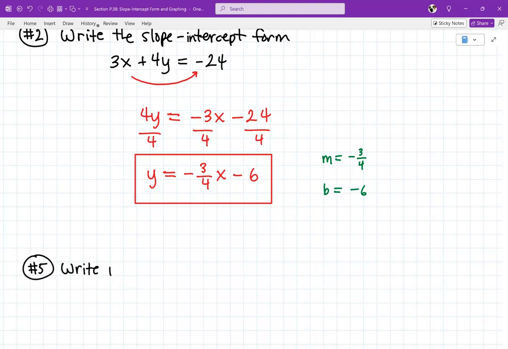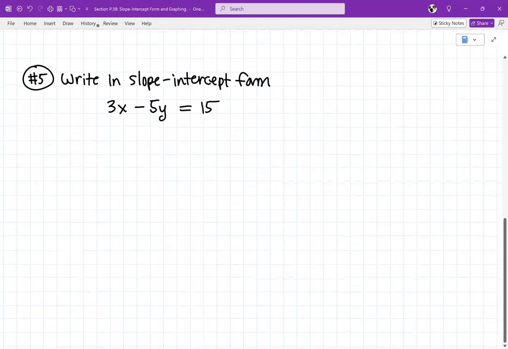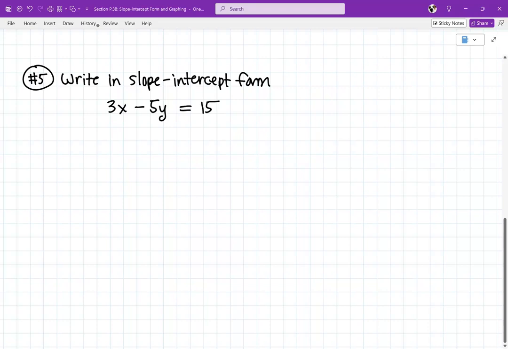Write in slope-intercept form. And it looks like this. 3x minus 5y equals 15. And again, I'm trying to get y all by itself. So right now I see that there's a 3x on the left side. There's a minus 5 that's multiplying the y value. So I got to get rid of that minus 5. But first we get rid of the other stuff, the x's, right?